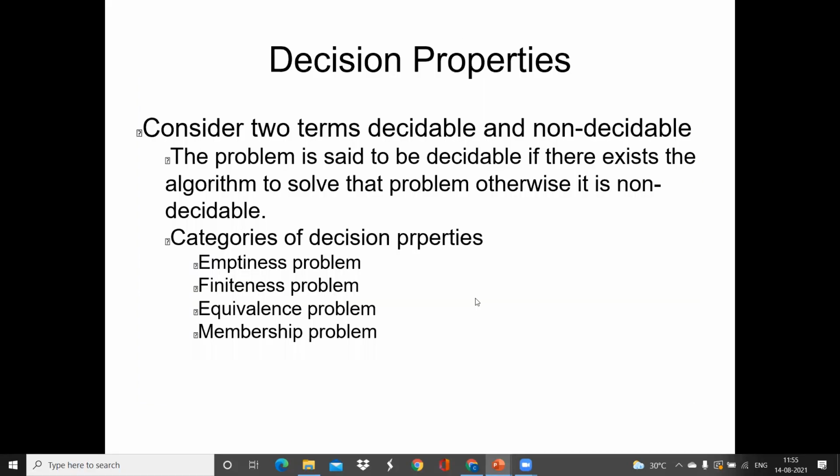So that is Kleene's closure. And after that, the most important thing is the decision property. Decision property is nothing but it tells whether your problem is decidable or non-decidable. To solve any problem, if there exists an algorithm, then we call it a decidable problem. Otherwise, it is a non-decidable problem. There are four types of decision properties or decidable problems: emptiness, finiteness, equivalence, and membership.